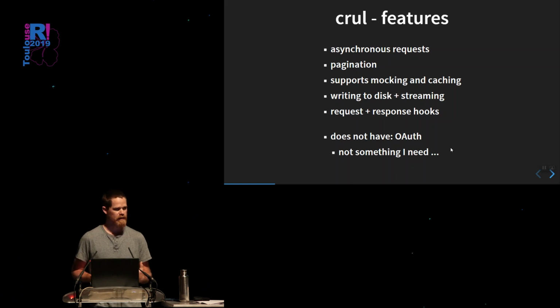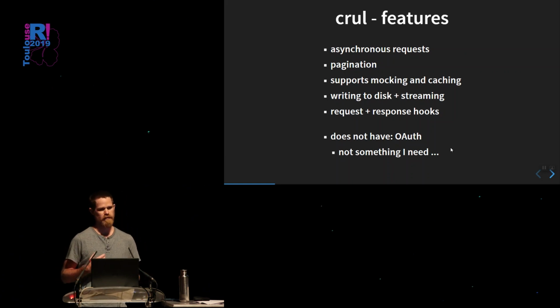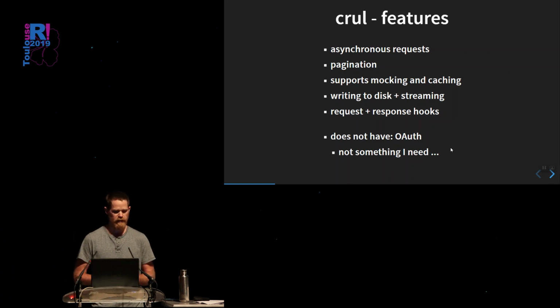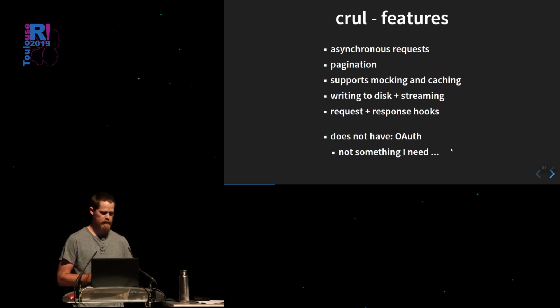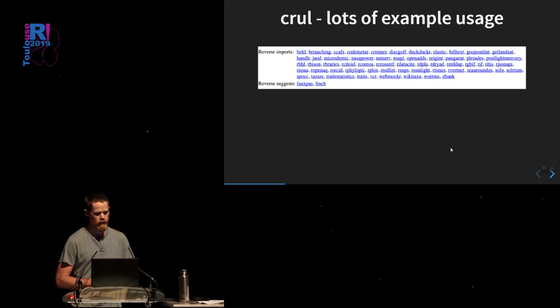It has a pagination helper. If you've ever done pagination by yourself in R, it can be pretty painful, so the pagination class is trying to help you do that automatically. It supports mocking and caching, which we'll talk about more, writing to disk and streaming requests, and request and response hooks. The major feature it does not have is OAuth. I don't really need it, so I haven't built it in, but httr has it, so you can go use that.